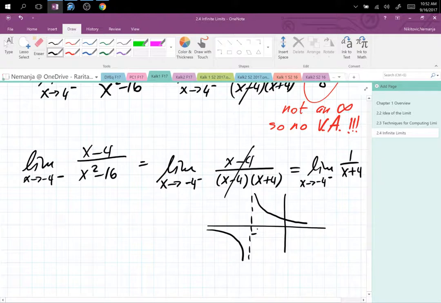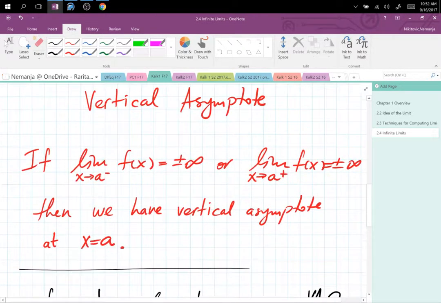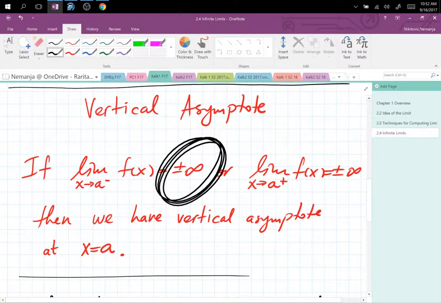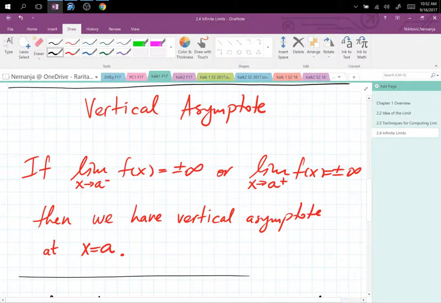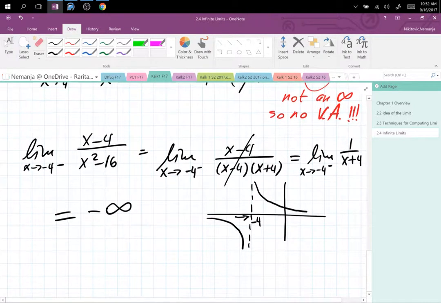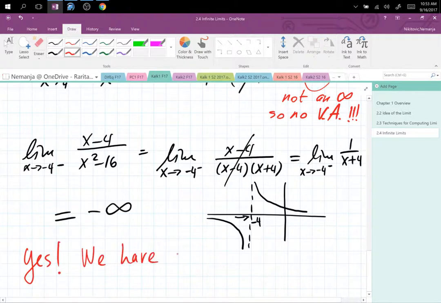That's what I need. All right, so what is happening as we are approaching from the left? We clearly see that this limit is equal to -infinity. In our definition for vertical asymptote, we are looking for one type of infinity, right? And we got it. So that means yes, we have a vertical asymptote at x equals -4.